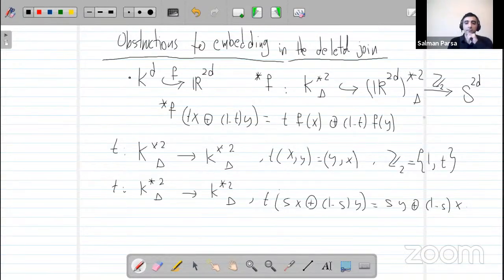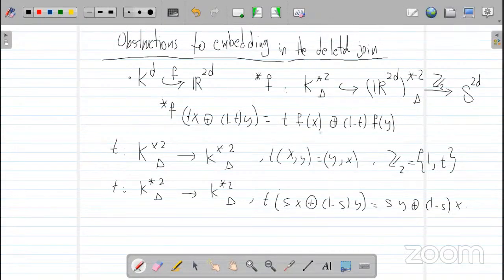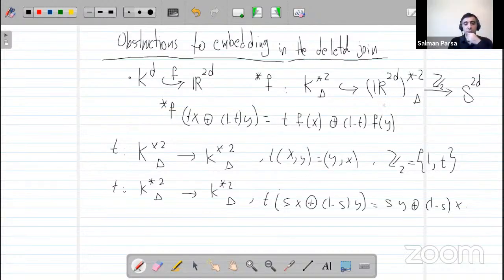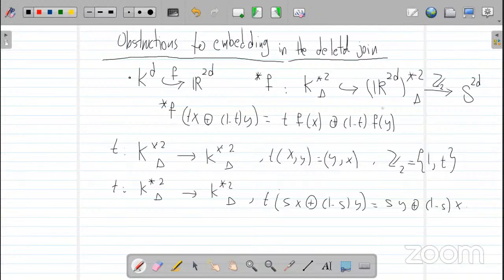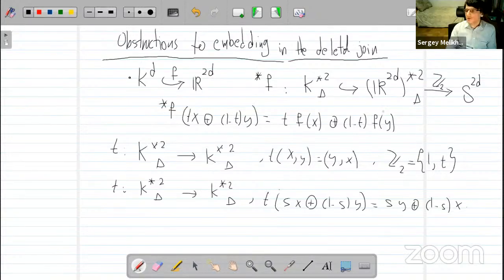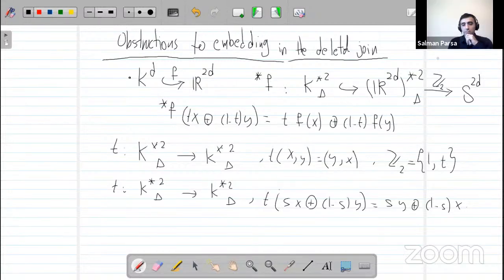And therefore, now imagine if there is some... Maybe 2D minus 1, no? No, yes, the deleted join is 2D. Okay, minus 1. So this is an equivariant homotopy equivalence. Actually, I think that this deleted join deformation retracts equivariantly onto a copy of such a sphere.